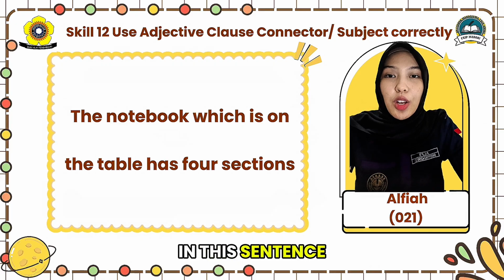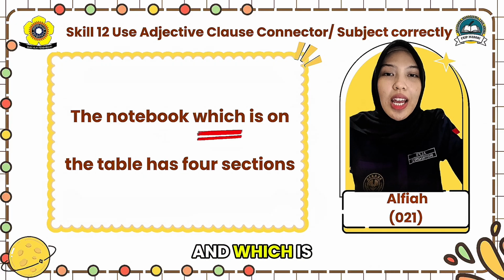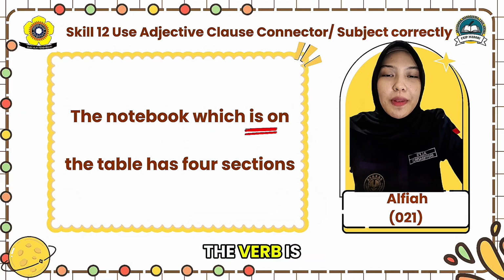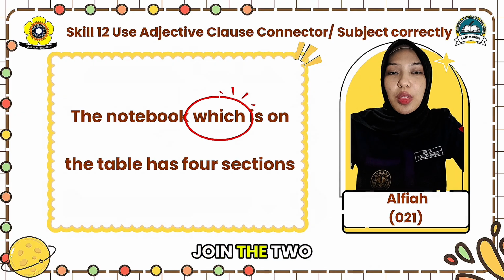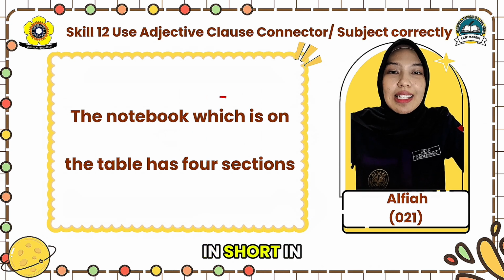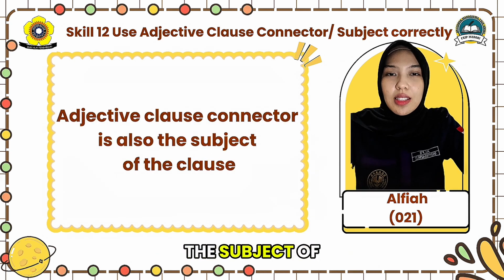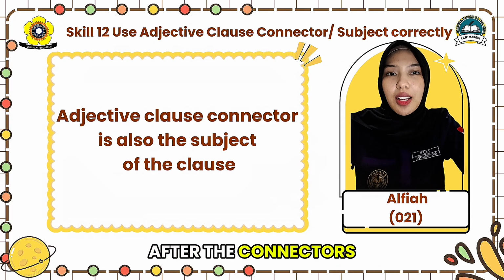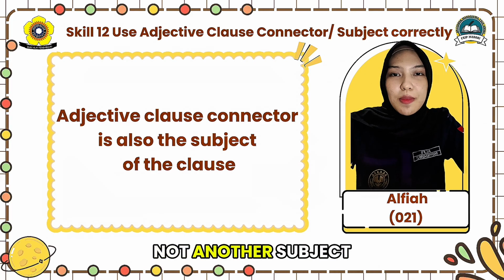In this sentence, notebook is the subject of the verb has, and which is the subject of the verb is, which is also the connector that joins the two clauses. In short, in Skill 12, the adjective clause connector is also the subject of the clause. After the connector, you must place the verb directly, not another subject.